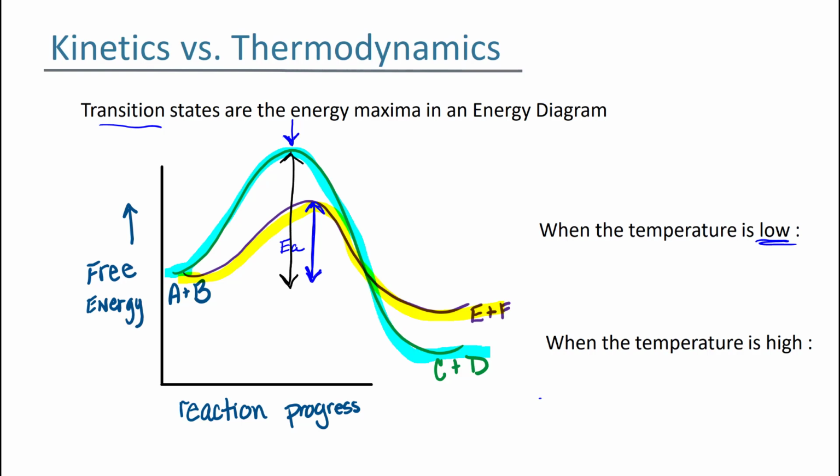I like to think about this as like biking up a hill, right? If the temperature is low, we have low energy, so we can only get over the smaller hill. And with high temperature, we have high energy, so we can get over that bigger hill. So when the temperature is low, what we'll find is our E and F are our major products. And when the temperature is high, our C and D will be our major products. And it all depends upon how much energy there is to get over that hump, that energy of activation.